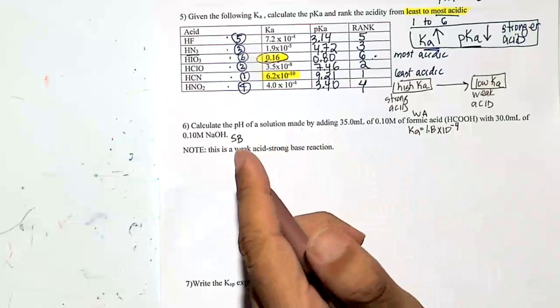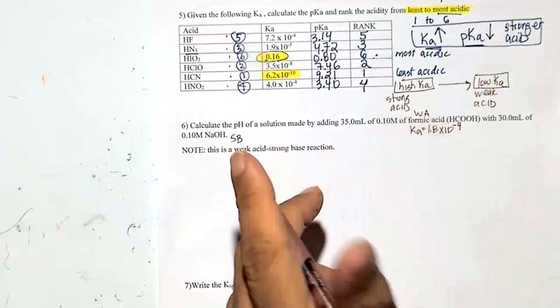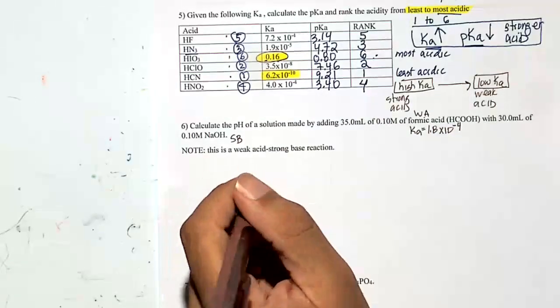Okay, so I'll give you that Ka for formic acid. I'll give you all the Kas. If I forget the Ka, I'll throw out that problem. But I'm going to make sure I put all the Kas in.